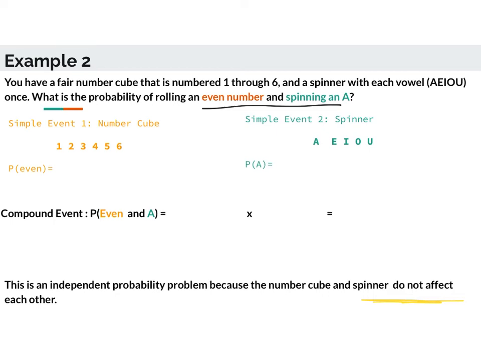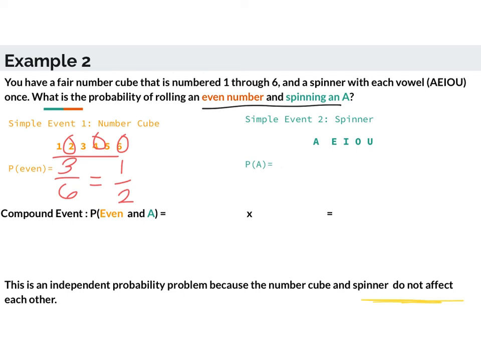Okay? So first we're going to look at our first simple event, which is the number cube. And on the number cube, I want to know the probability of drawing an even. So first I look at, my number cube has 6 sides, so that's going to be my denominator. And then I'm going to look at my even numbers, so that's going to be 2, 4, and 6. So we have 3 even numbers out of 6. And we can simplify this to 1/2.